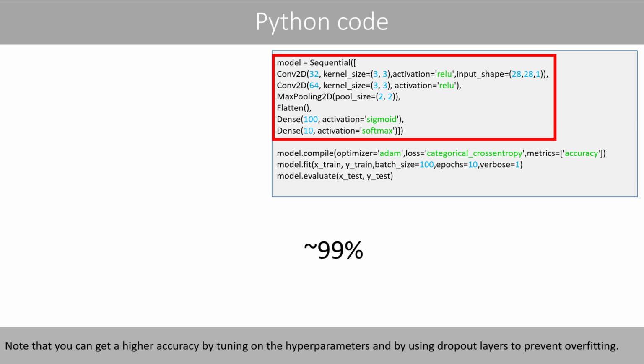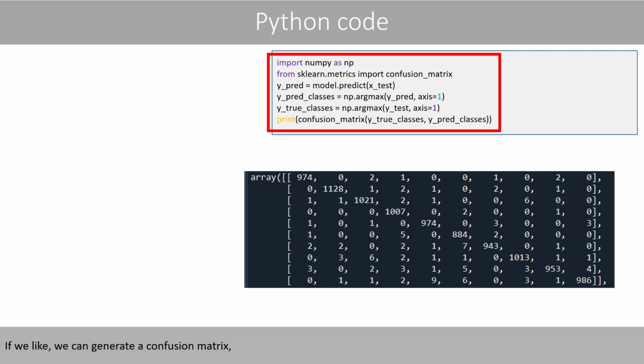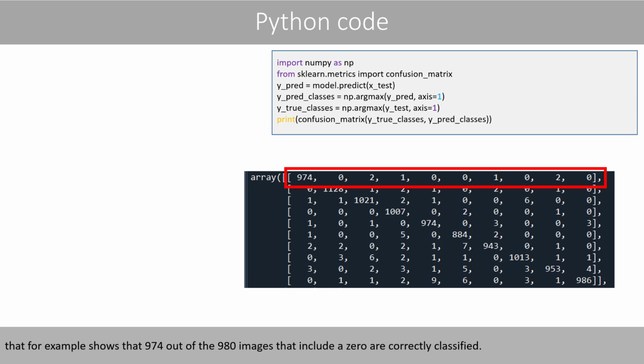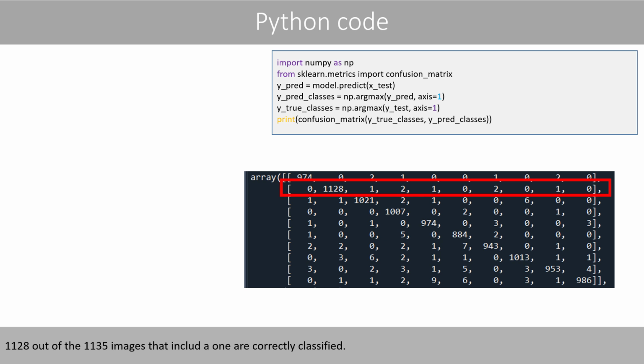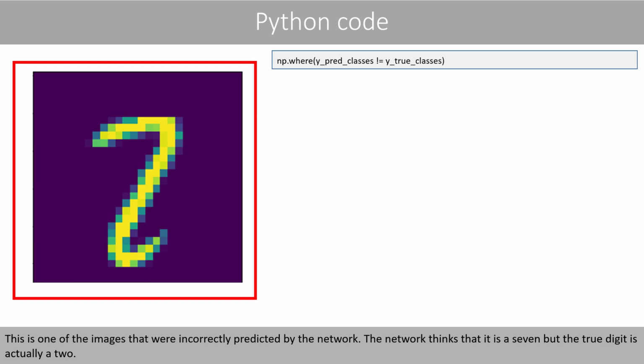If you like, we can generate a confusion matrix that, for example, shows that 974 out of the 980 images that include a 0 are correctly classified. 2 images were misclassified as 8s. 1,128 out of the 1,135 images that include a 1 are correctly classified. This is one of the images that were incorrectly predicted by the network. The network thinks that it is a 7, but the true digit is actually a 2.